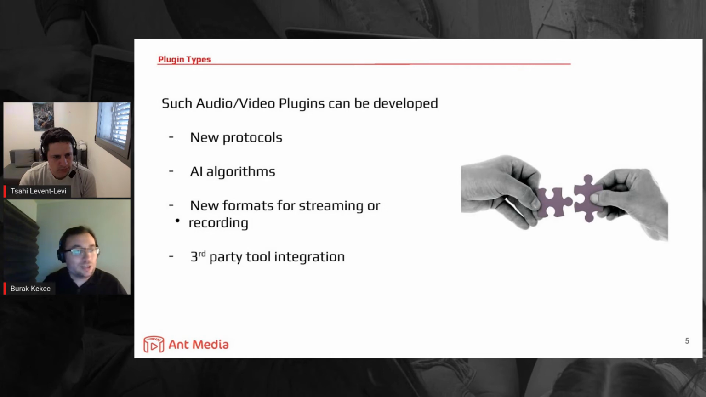Also, you can use artificial algorithms for object detection or something like that. Another type, maybe you want to record your streams with a different recording format. AntMedia server supports MP4 and WebM formats to record a stream. But if you need another format, maybe you can create your own plugin to record it.